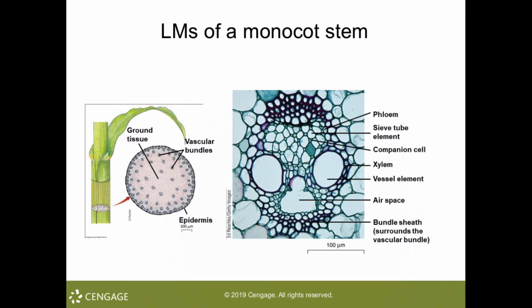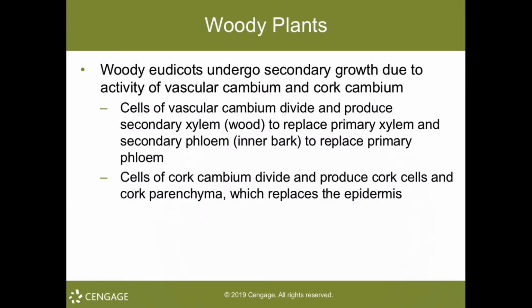I'll next continue on with where we're going with the chapter. So now we'll get to woody plants. In woody plants, the eudicots, they undergo secondary growth, and it's primarily because of what is called the vascular cambium and cork cambium. So as I am here, keep in mind, the lateral meristems are what are responsible for this. And there are two. They're called the vascular cambium, I say again, and cork cambium.